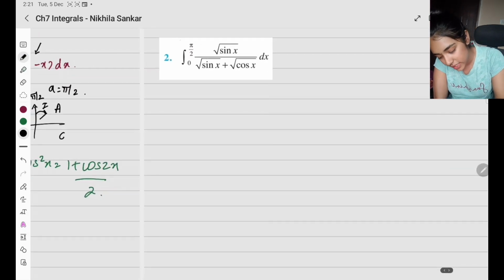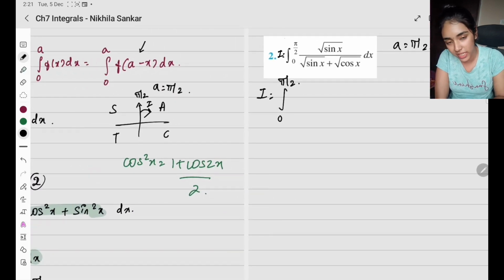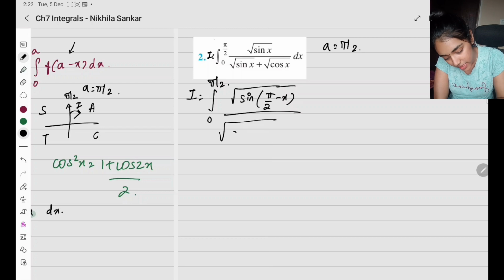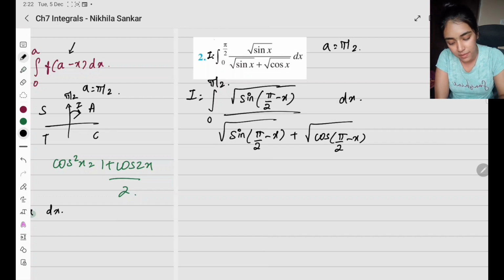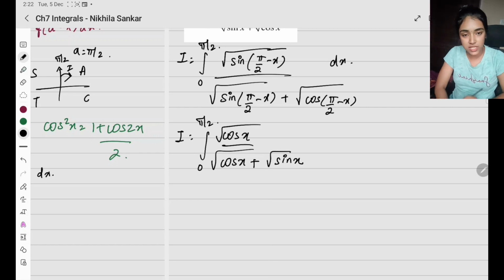See, so the integral I is going to be I equals the integral from 0 to pi by 2 of, at this place, a is again going to be pi divided by 2. So using the same property, integral of f of a minus x. So I'm going to have square root of sin of pi by 2 minus x divided by square root of sin of pi by 2 minus x plus square root of cos of pi by 2 minus x times dx. Again, sin of pi by 2 minus x is going to give me cos x, complementary, divided by square root of cos x plus square root of sin x, from 0 to pi by 2.